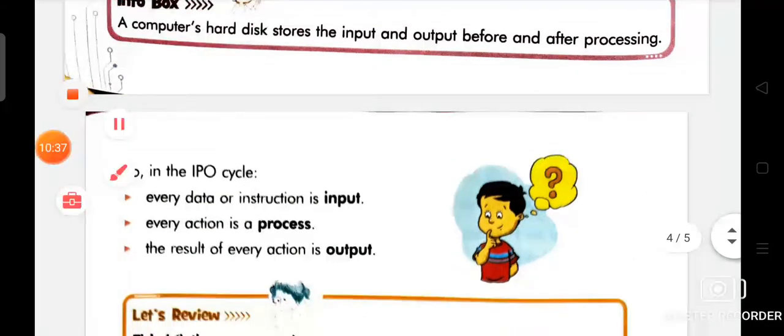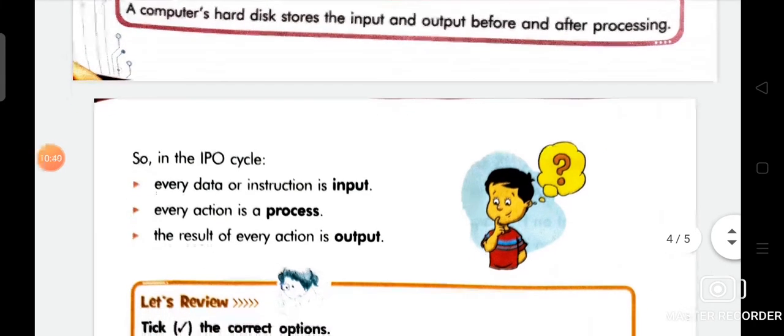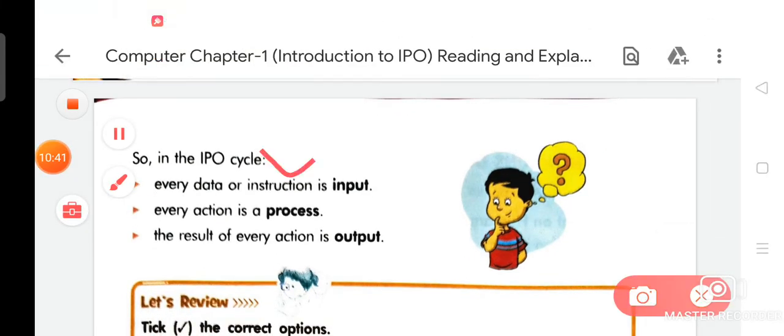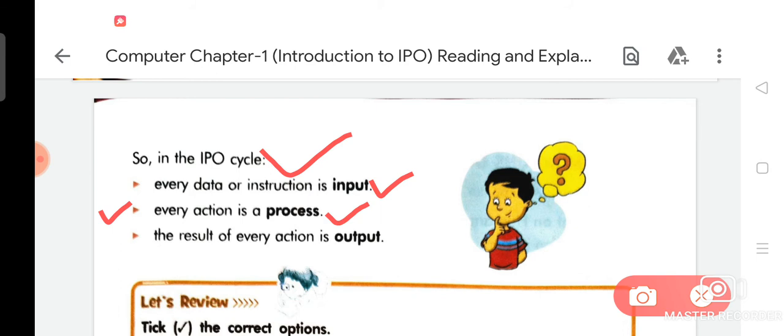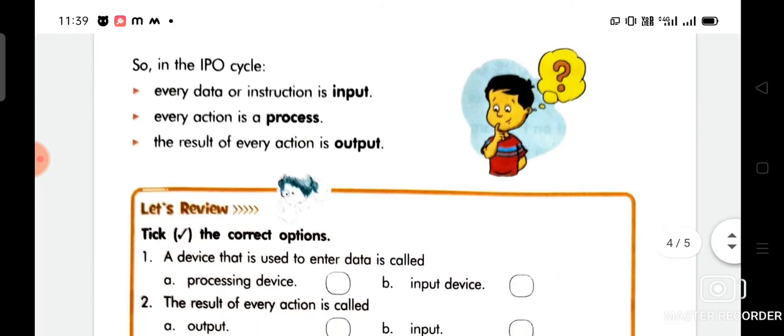Now student, in the IPO cycle, every data or instruction is input. Number two, every action is a process. The result of every action is output. It is called the IPO cycle.